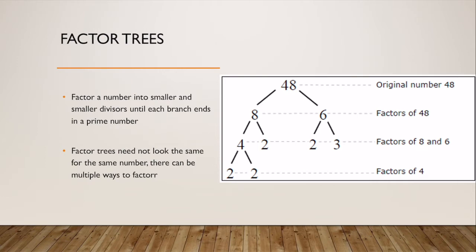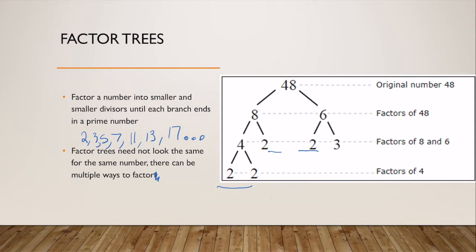So what a factor tree is: it takes a whole number, and we break it down into its smaller divisors until each branch ends in a prime number. And if I haven't said this before, the first few prime numbers are 2, 3, 5, 7, 11, 13, 17, right? It's always good to know the first few prime numbers. Factor trees need not look the same because there are different ways that you can factor. But you will always get the exact same list of primes.